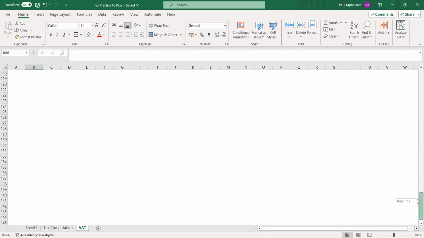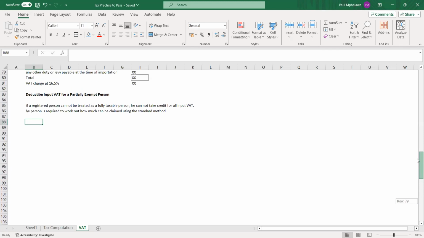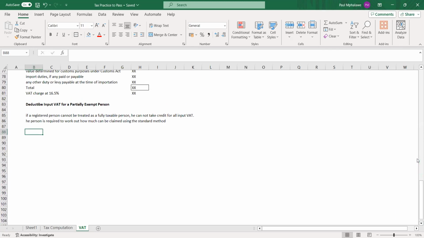The big question is, how is the standard method determined? Follow me. Don't lose me. The question is, how is the standard method determined or calculated? Quite important.